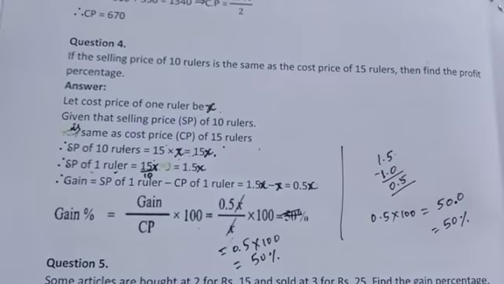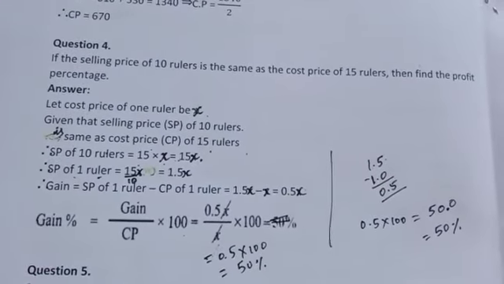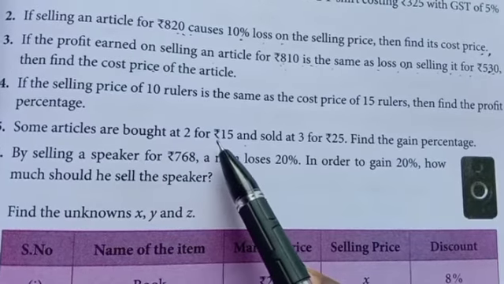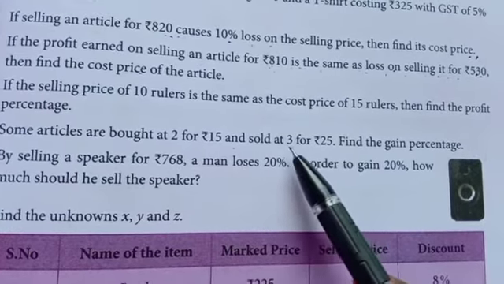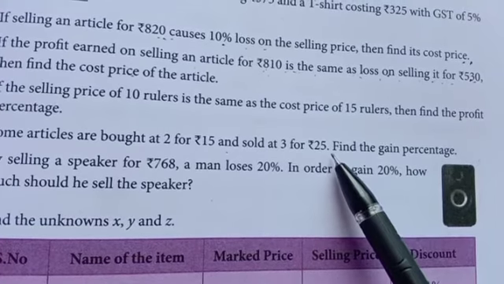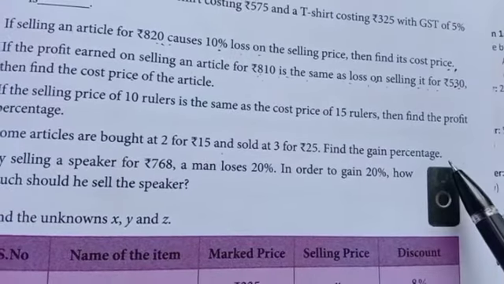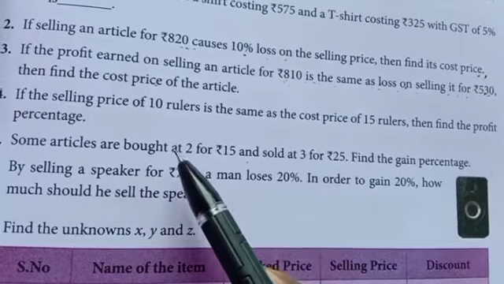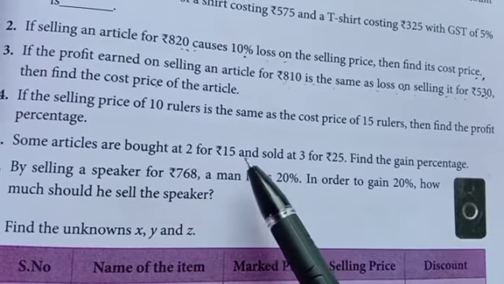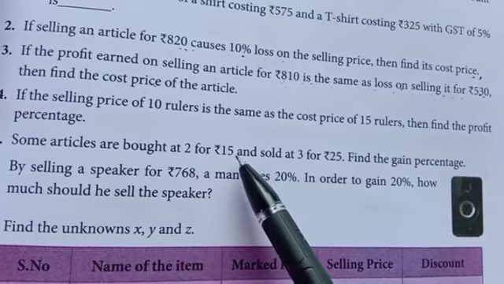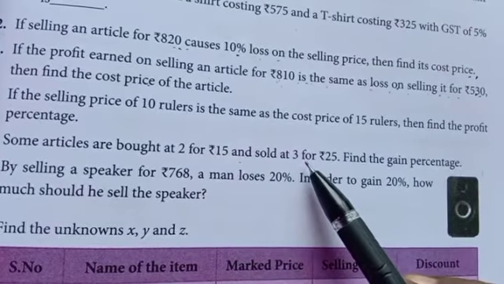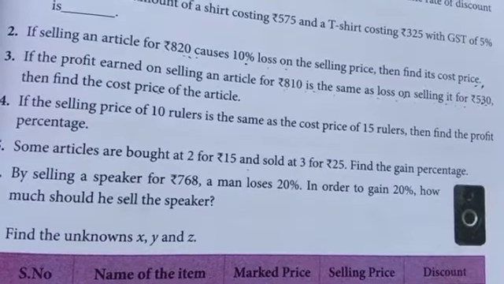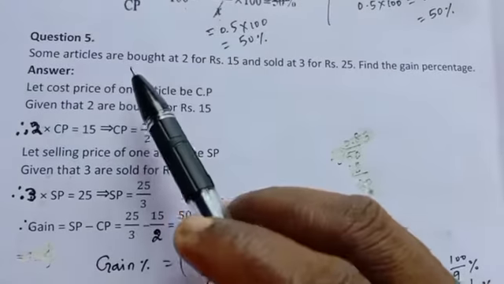Okay. Gain is equal to 50 percentage. Fifth question. Some articles are bought at rupees 2 for rupees 15 and sold at 3 for rupees 25. Find the gain percentage. Two articles are bought for rupees 15, and three articles are sold for rupees 25.